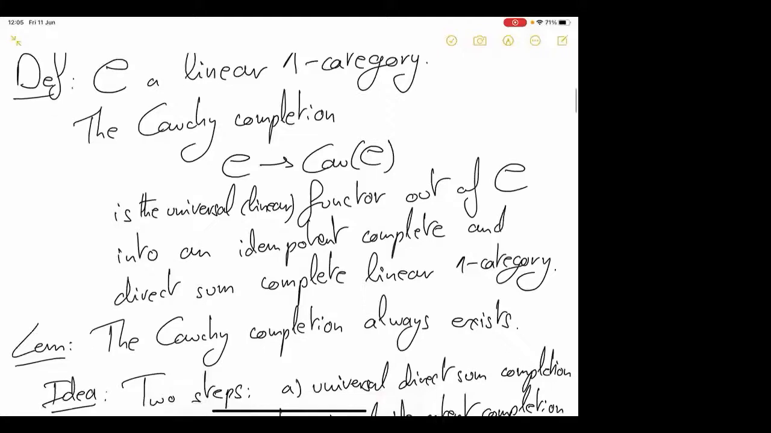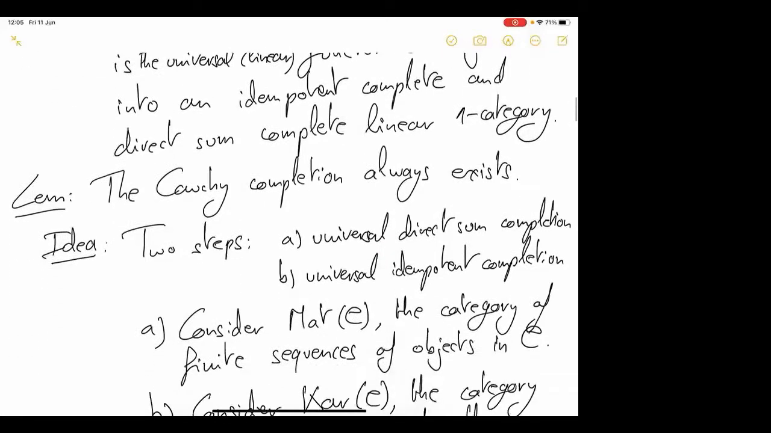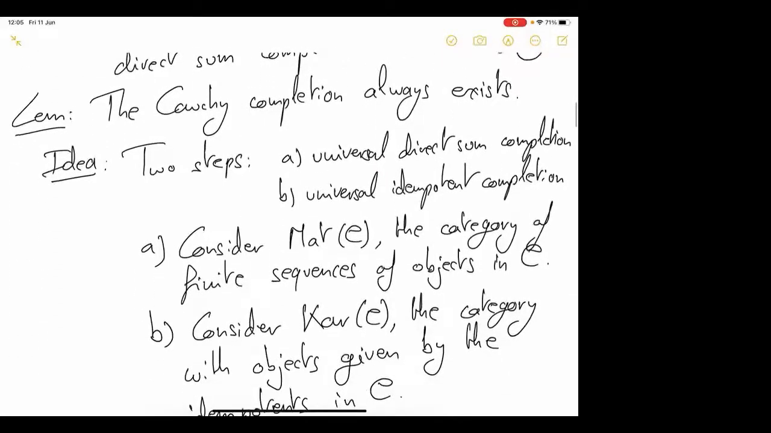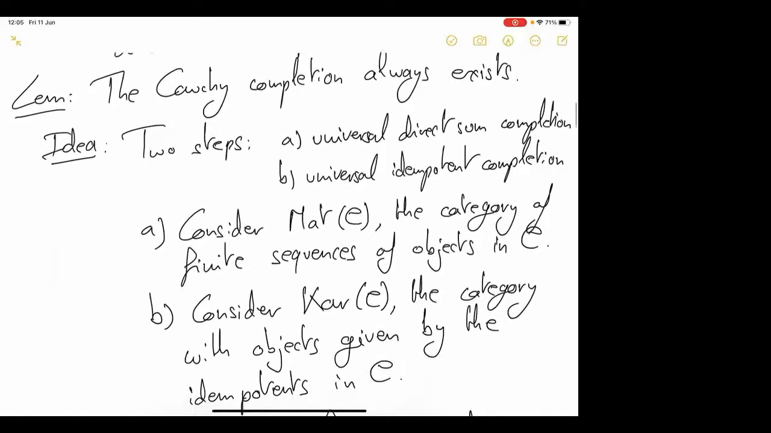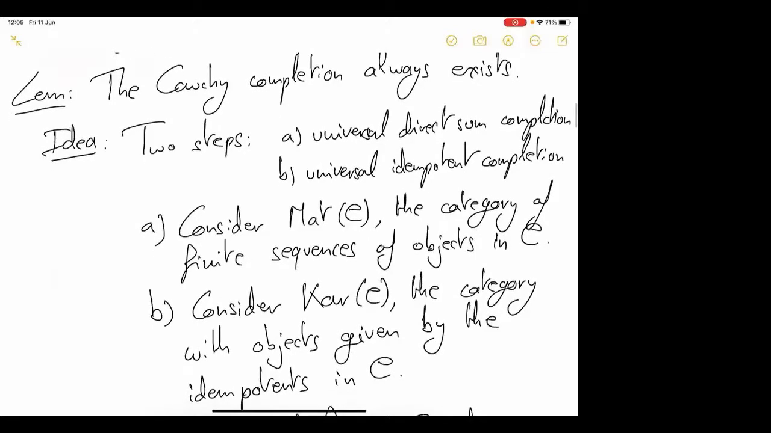It's a well-known thing that the Cauchy completion always exists, and unsurprisingly, because there are two parts in the definition, there are also two parts in the proof. You can split it into proving that you have a universal way of adding direct sums to your categories, and that you also have a universal way of splitting idempotents in a given category.